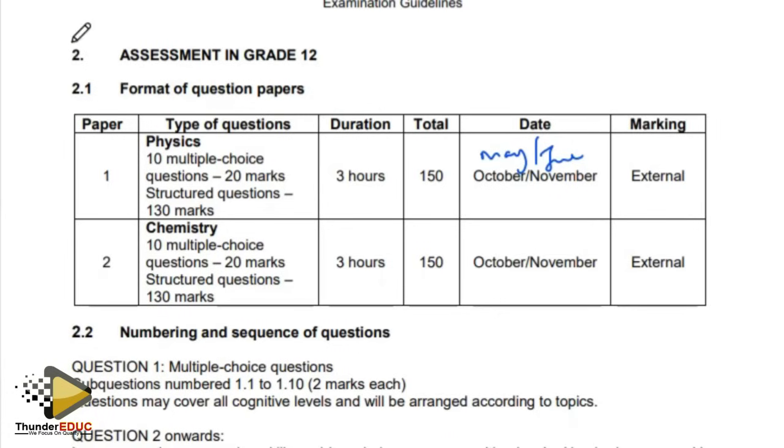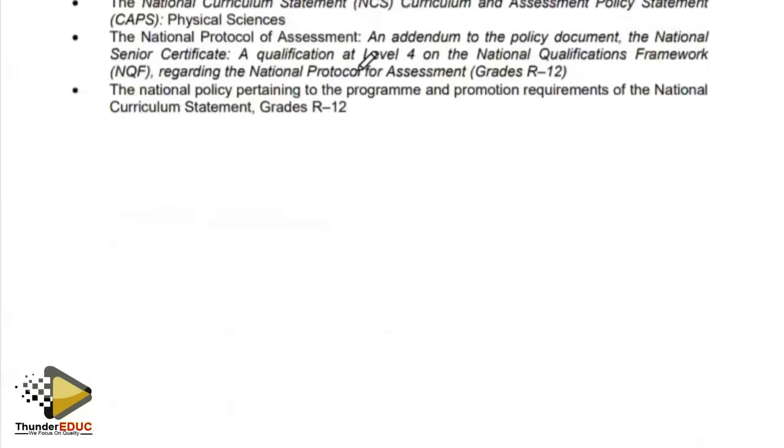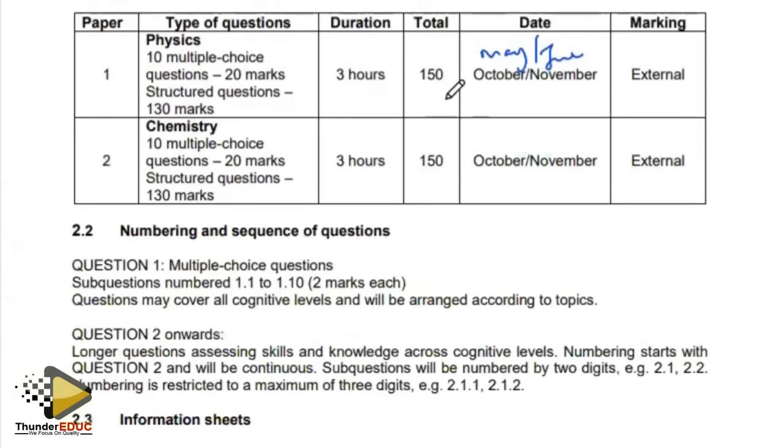We'll be looking at the prediction of the Physical Sciences Paper 1 for the forthcoming examination. In normal cases, the paper is out of 150 and it's a 3-hour paper. In that, we expect 10 multiple choice questions, and then we also have some structured questions that will account for 30 marks. So for these 10, each question will be 2 marks.